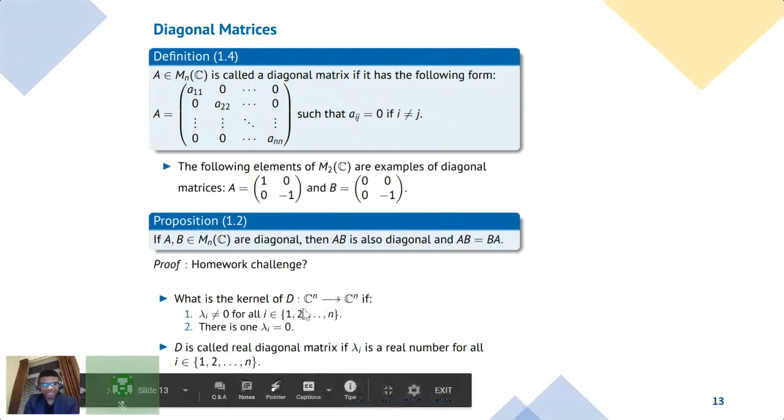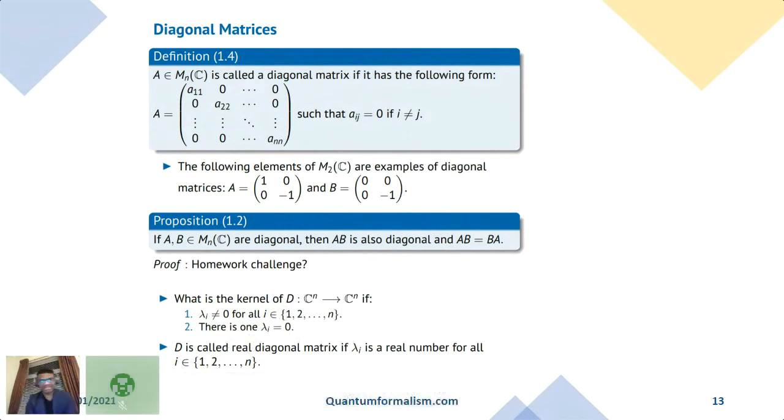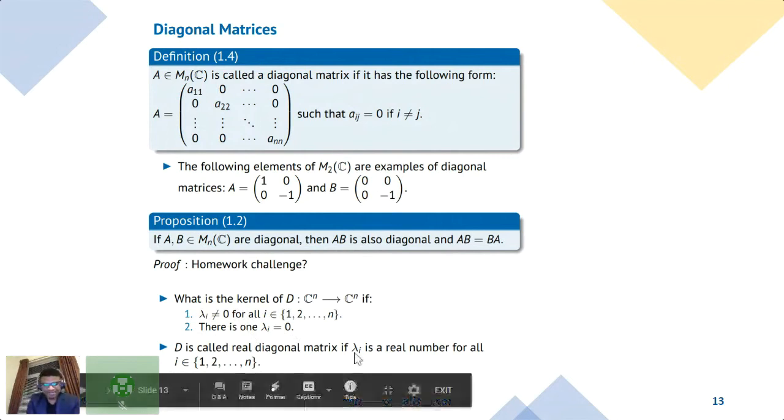It's an operator. So the question is, what is the kernel as an operator? What is the kernel of D if the lambdas are all non-zero? And second, if there is just one lambda that's zero, what's the kernel of D? I think some of you already know the answer, but it's just for you to go and scratch your head and think about diagonal matrices.